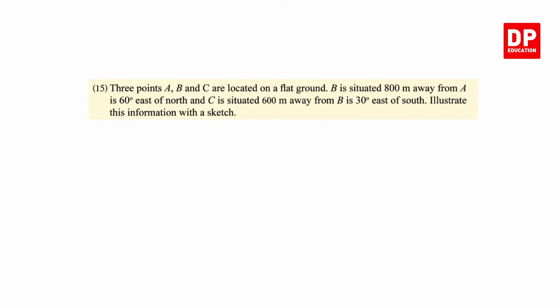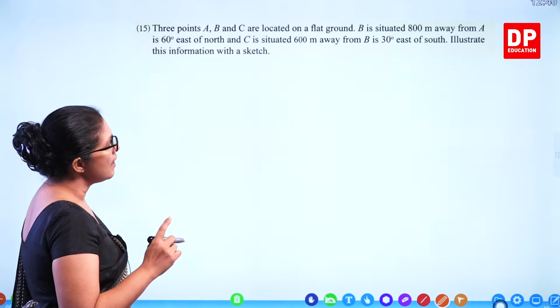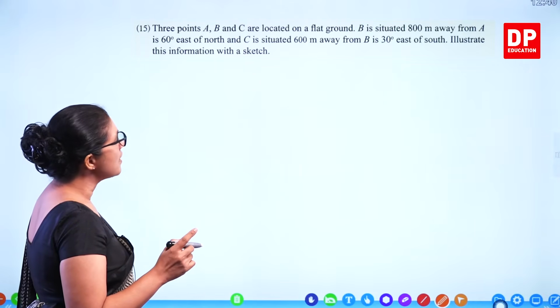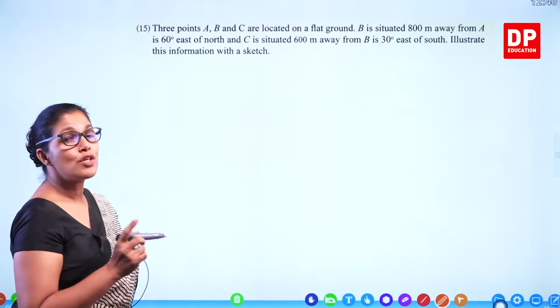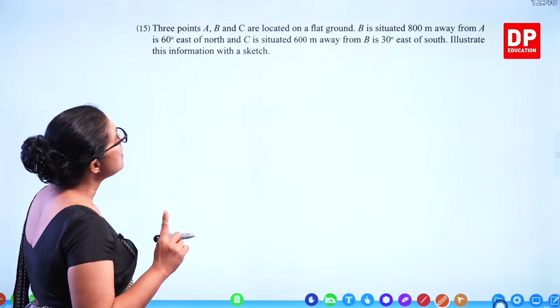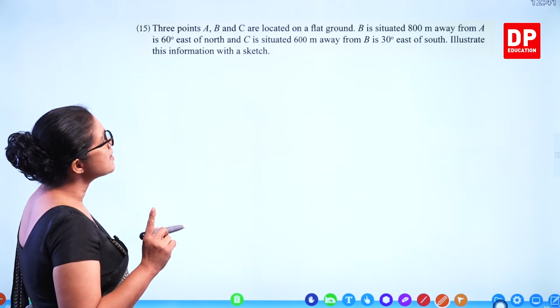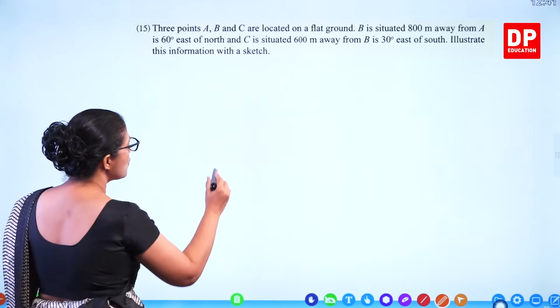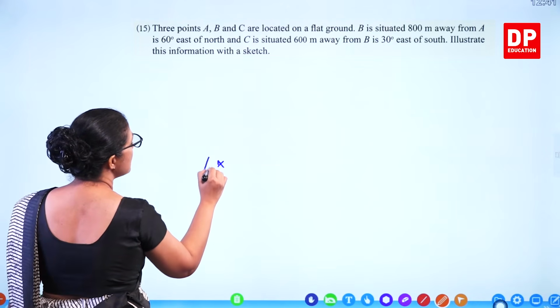3 points A, B and C are located on a flat ground. B is situated 800 meters away from A, 60 degrees east of north, and C is situated 600 meters away from B, 30 degrees east of south. Illustrate this information with a sketch. So we'll start. B is situated 800 meters away from A. So we'll mark A first. This is A.